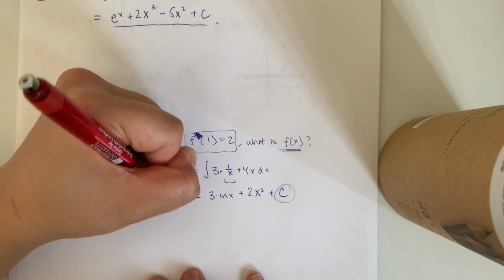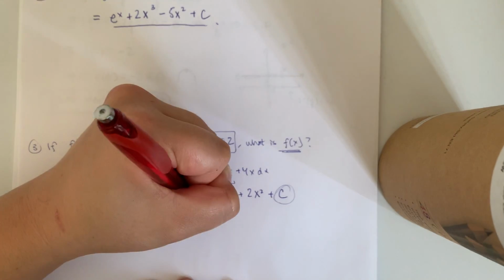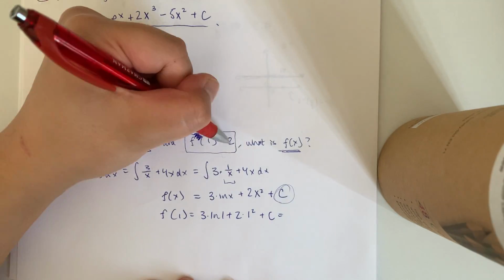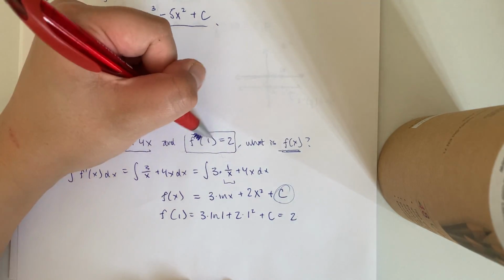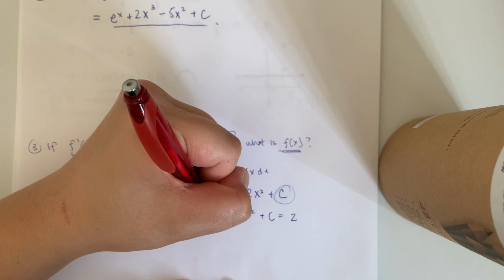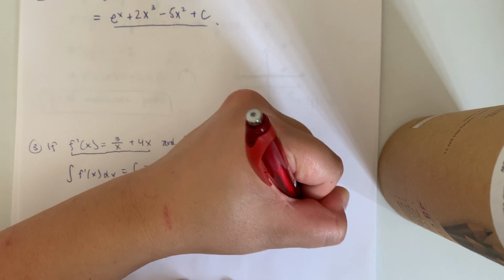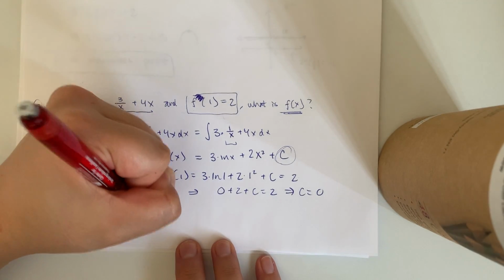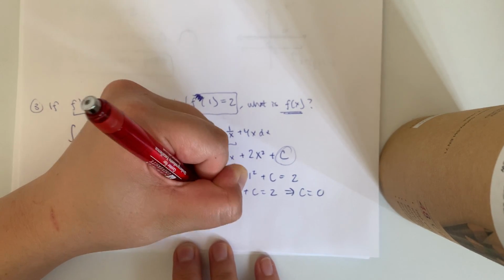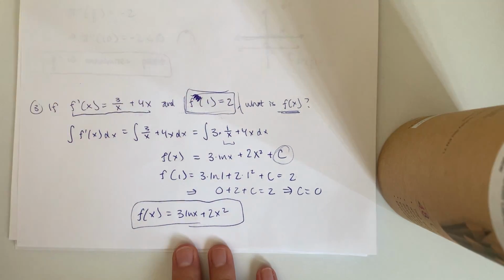If we do that, this function, after you plug in 1 for x, should spit out 2, because that's what it means for f of 1 to equal 2. What happens if you simplify this? ln of 1 is 0, so you have 0 plus 2 plus c equals 2, which means c is 0. So actually, we know exactly that the function is 3 ln of x plus 2x squared. C happens to be 0 because of the information that we're given here.